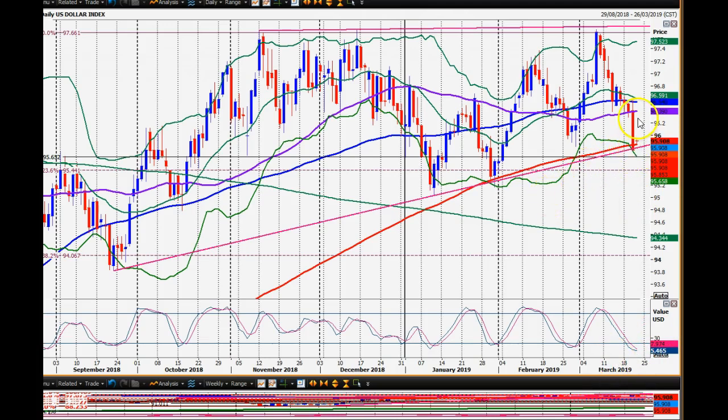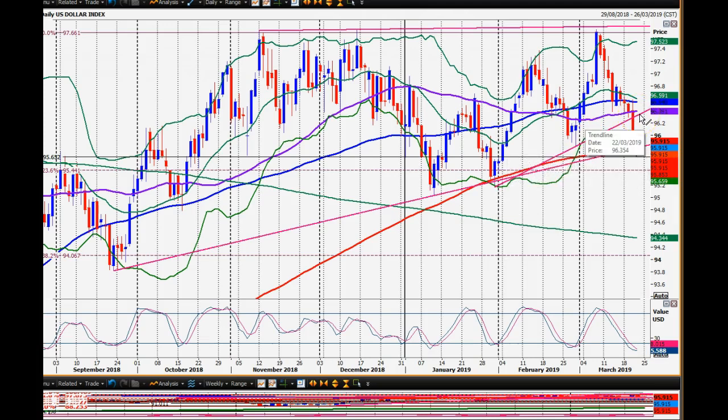Either we bounce off it and have a good run, probably back up to 96.00, 96.40, or the break lower would be the sell signal. A weekly close below here tomorrow night would help to confirm the sell signal. I'm just going to add this trend line from the late low in January to the late low in February. Give us some further resistance around 96.35.